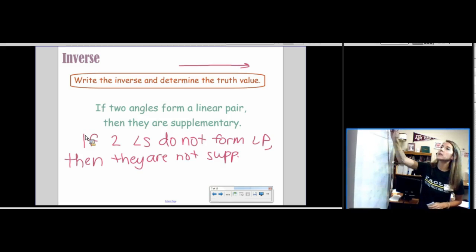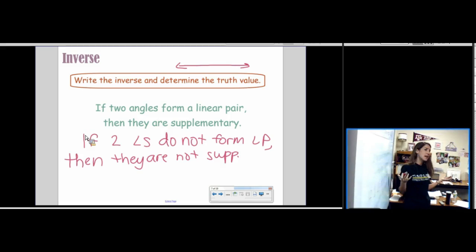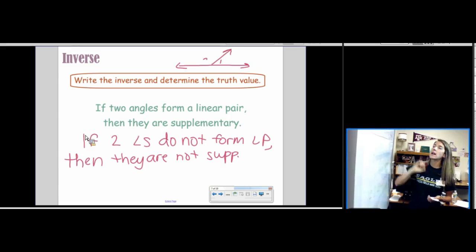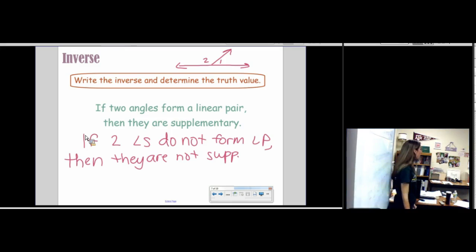Remember, linear has the word line in it, so there's my line. And then how many angles? Pair. How many? Two. That's a linear pair, angle 1 and angle 2. So I want two angles that do not form a linear pair. And it's saying that they're not supplementary. So could I have two angles that are supplementary? They add up to 180, but they don't form a linear pair. Is that allowed to happen? Could you draw a picture of it?